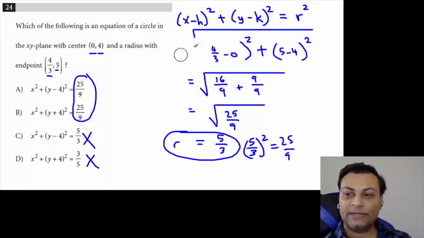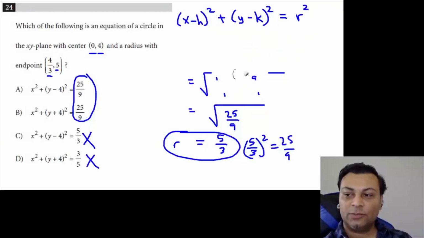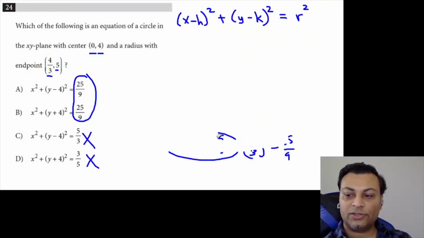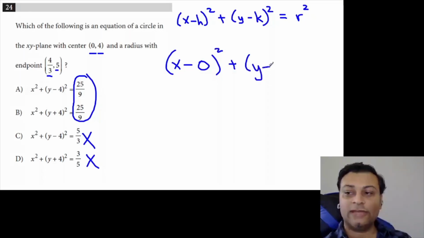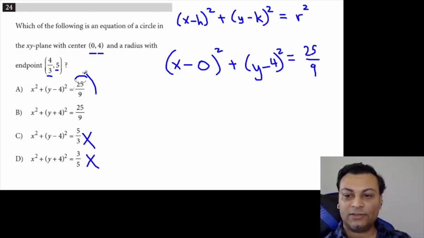Okay. And then based on that, all we do is plug in the center that we have. So let's keep going. It's x minus, the center is 0, so 0, 0, 4. So this other number is 4. K is 4, and h is 0. And r squared we calculated was 25/9. So you have option A as the answer. This x minus 0 squared is simply x squared, and everything else is the same. So this is answer A.